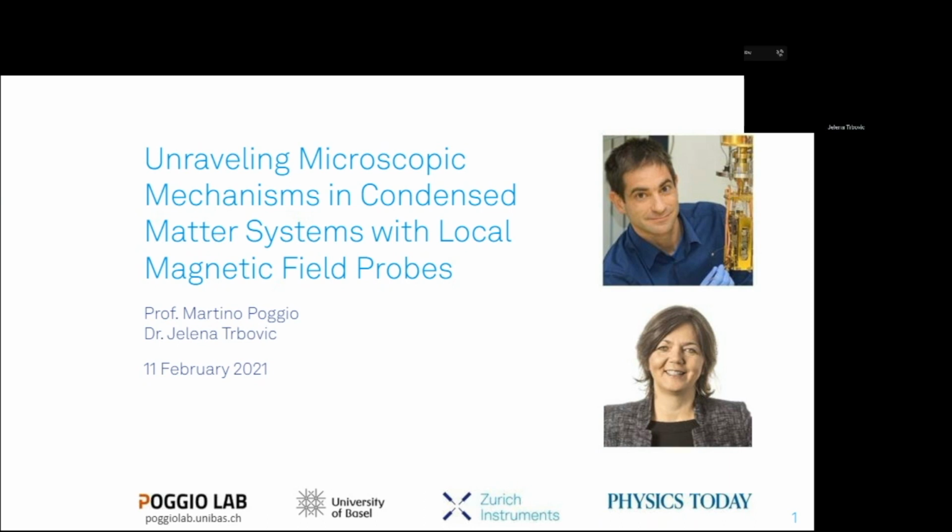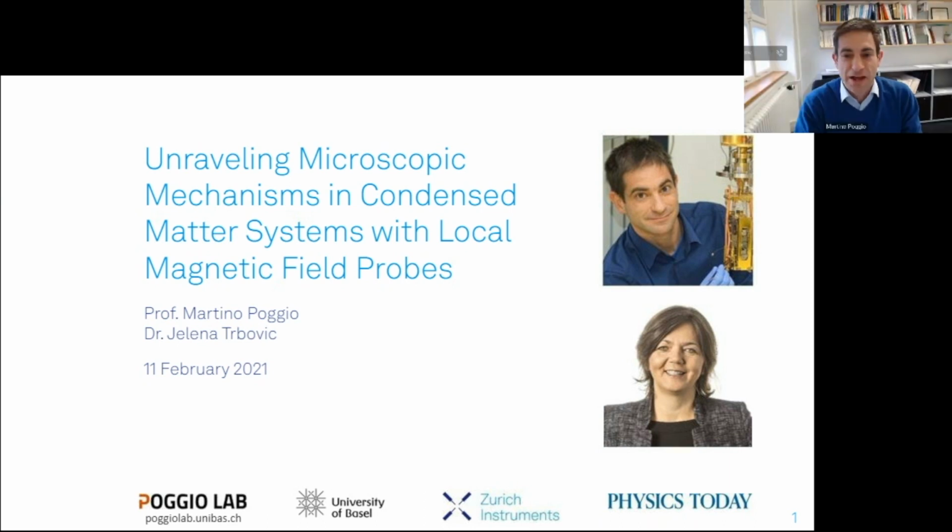Thank you very much, Charles, for the introduction. Today I want to tell you about efforts in my lab and around the world to image weak magnetic field patterns on the nanometer scale and how we can use these tools to decipher the mechanisms behind a variety of new and poorly understood condensed matter phenomena. I'm pleased to do this together with Jelena, whom I've known since she was a researcher here at the University of Basel.